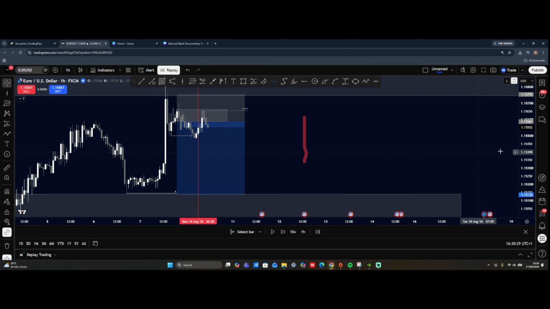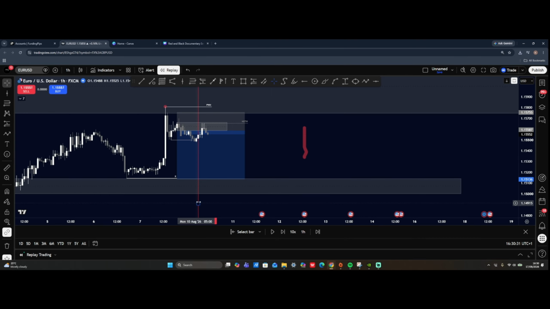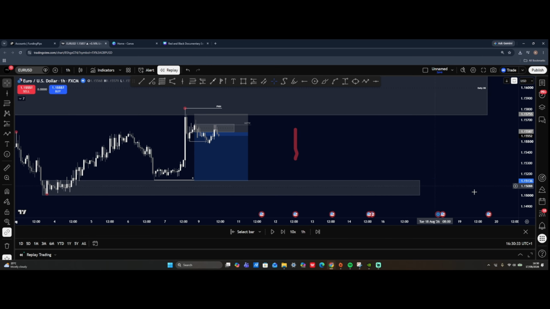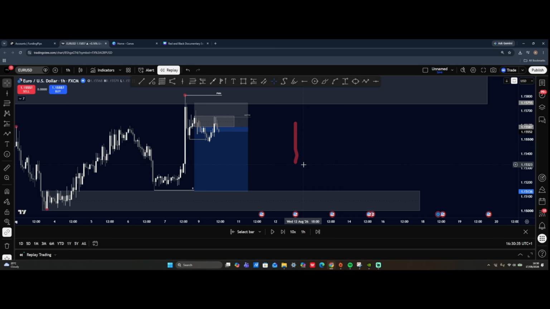But the other thing that we also had in the week was news. We had red folder news, so that was another thing that I was a little bit cautious about. But after taking this trade, we can see price proceeded to move lower, right, up until we got news.